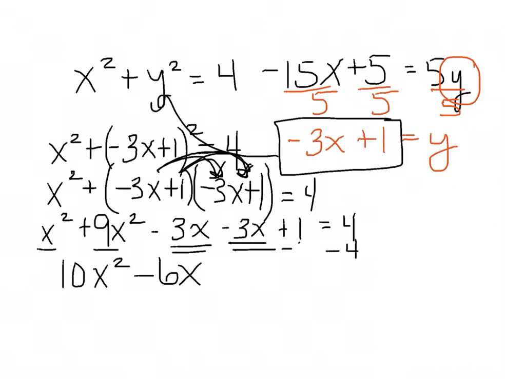Then if I'm going to subtract 4 to both sides to get it equal to 0, what is 1 minus 4? Huh? What? Negative 3.